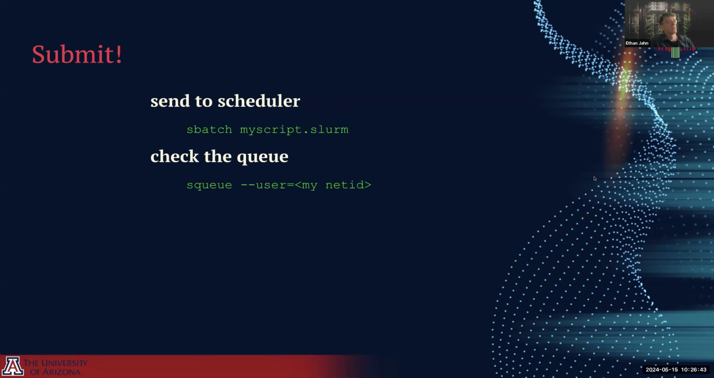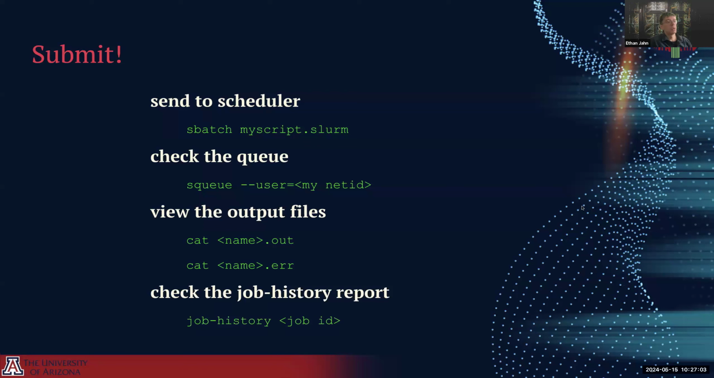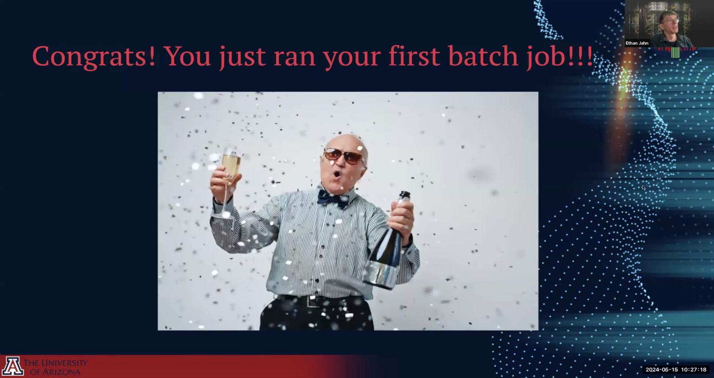sbatch myscript.slurm. Check the queue. You can use the --user flag to see only your jobs, and then you can view the output files with the cat command, which just dumps all of the contents of the file. So name.out, name.error. And check the job history report. You can use the job history command to see things like how much resources it used, what directory it was submitted from, how long it ran for. There's a lot of information in that job history command. All right, and that's it.